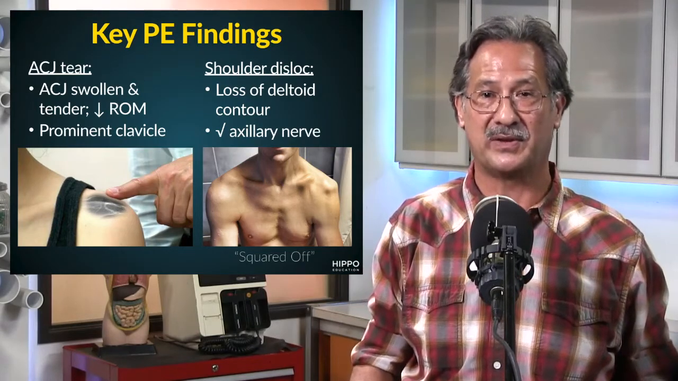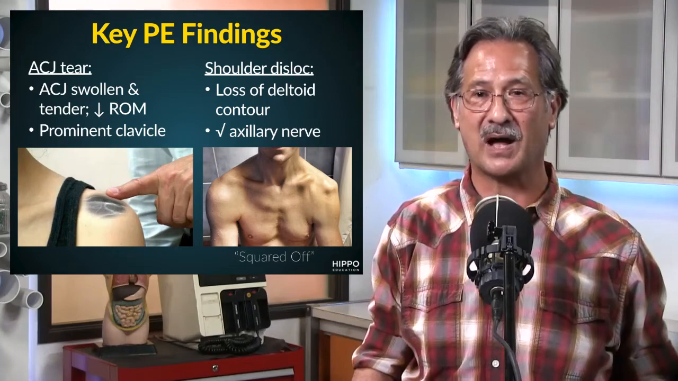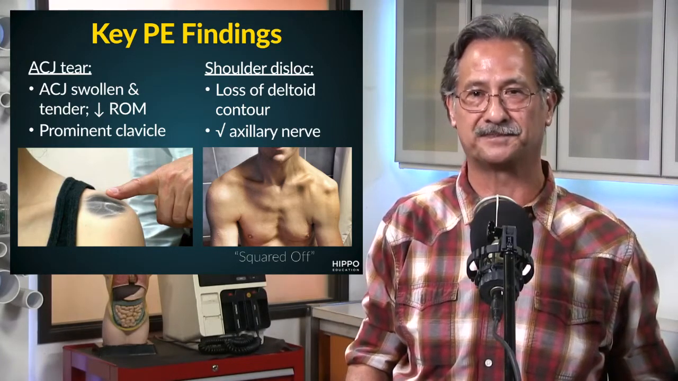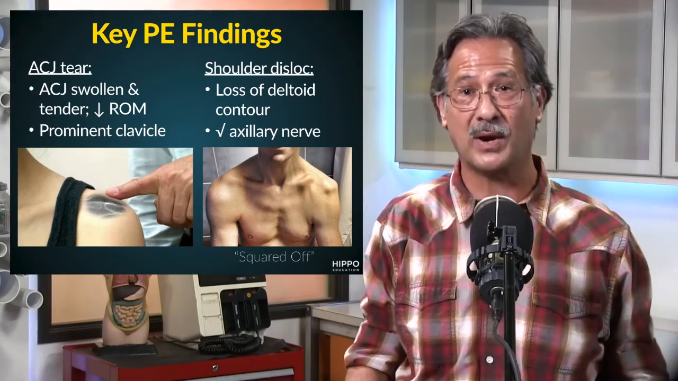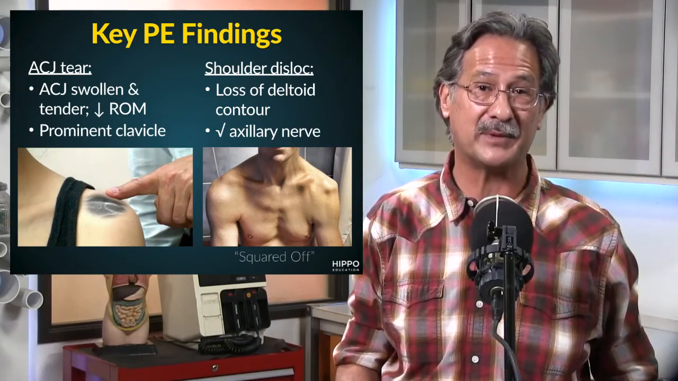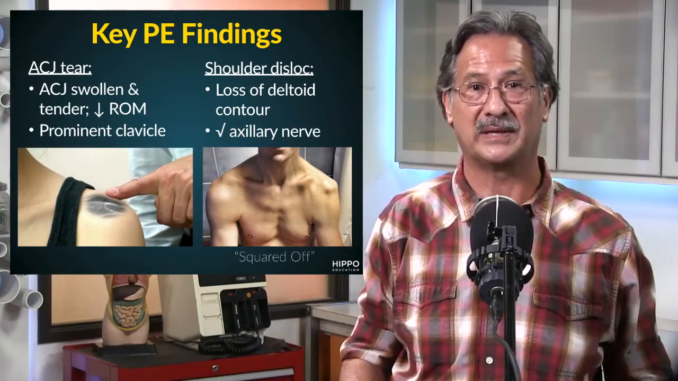Shoulder dislocation, on the other hand, is shown in the photo on the right. Here we have loss of the deltoid contour. That's classic. In fact, that's referred to as a squared-off shoulder. The other thing that you want to be aware of with shoulder dislocations is there's a higher incidence of damage or injury to the axillary nerve. So you want to make sure that you examine that appropriately as well.